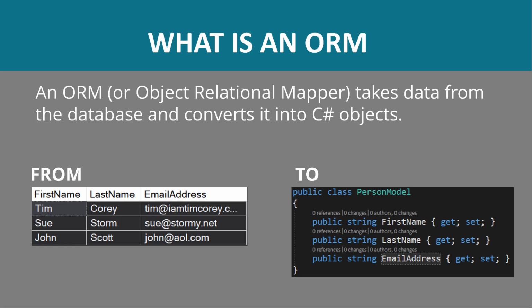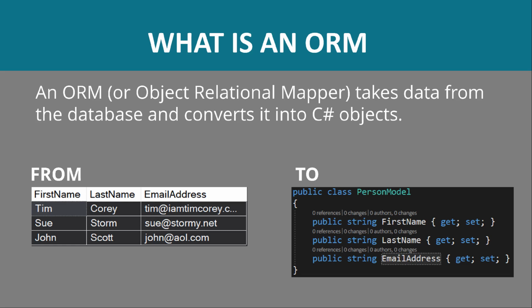So for example, Tim Corey and the email address tim@iamtimcorey.com would go over to the right into a person model, where the first name property is Tim, the last name property is Corey, and the email address property is tim@iamtimcorey.com. And we create a list of those, one person model for each row in our database. So an object relational mapper is something that sits between these two entities. It takes data from one side and puts it into the other.